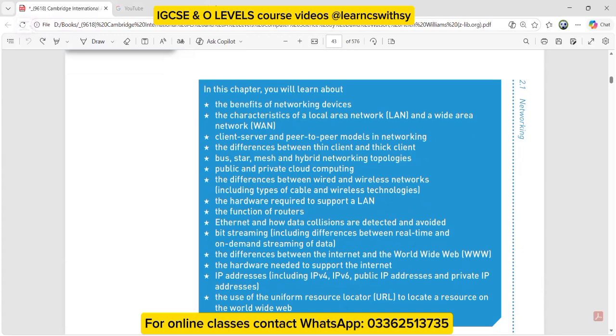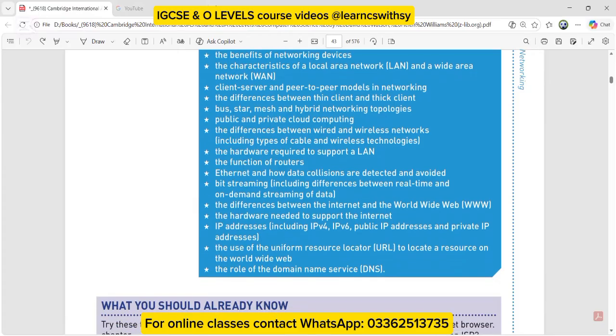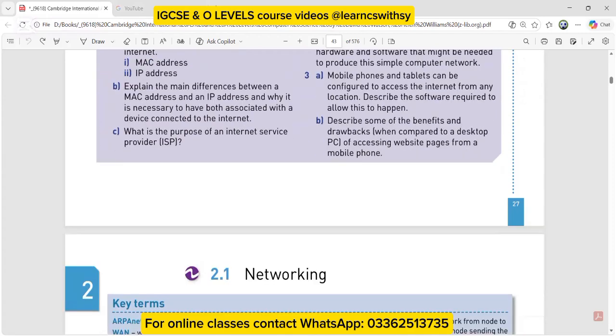Differences between wired and wireless. Then the hardware that is needed to support a LAN environment, the function of routers, a very important topic, Ethernet, bit streaming, and then in 2.2, we're going to talk about the Internet and World Wide Web, hardware needed to support the Internet, IP addressing, including IPv4 and IPv6, along with public and private IP, and we will talk about URLs. Lastly, we'll talk about the DNS. What is the role of DNS in the whole communication? Moving to the first, networking.